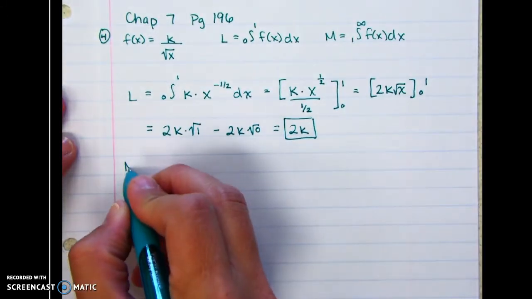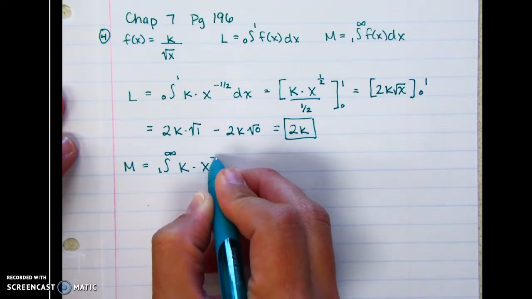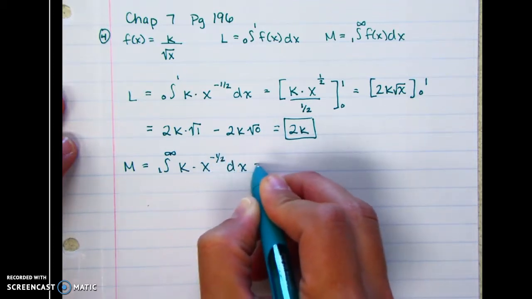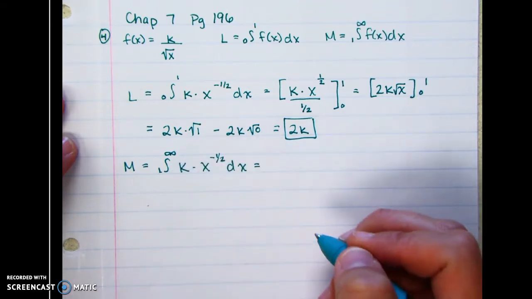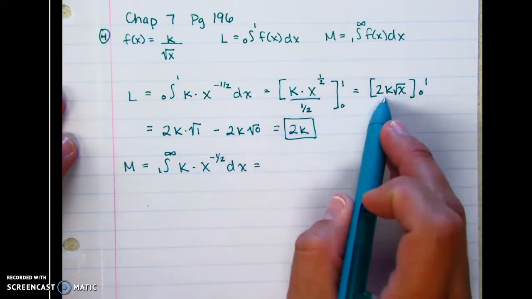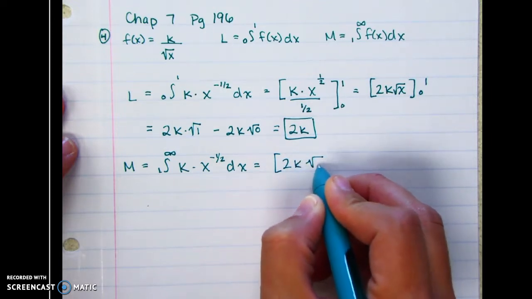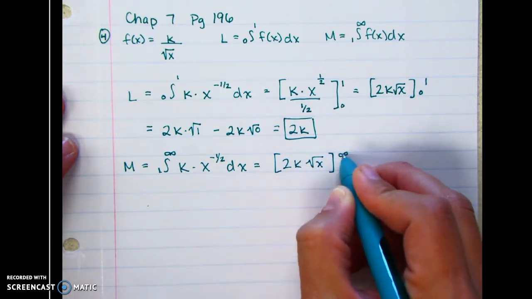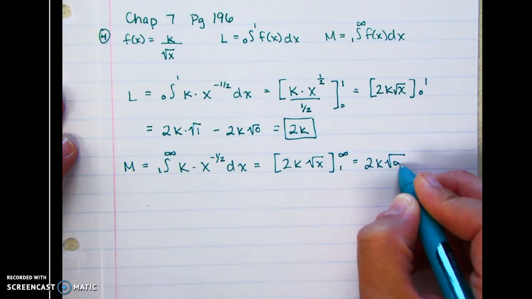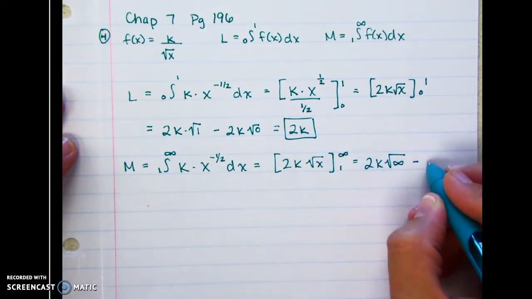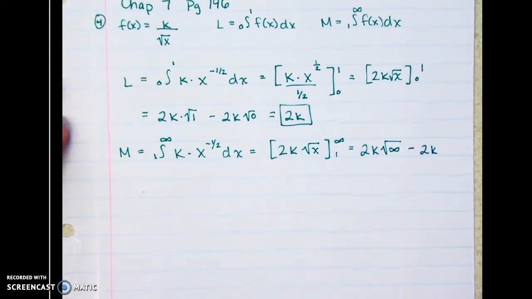Now let's look at M. M is the integral from 1 to infinity. So it's the same integral, we're just evaluating it in two different places. So I'm going to skip this step and just write 2k times the square root from 1 to infinity. It's going to be top minus bottom. So we have 2k times the square root of infinity, fun, right? Minus 2k times 1.